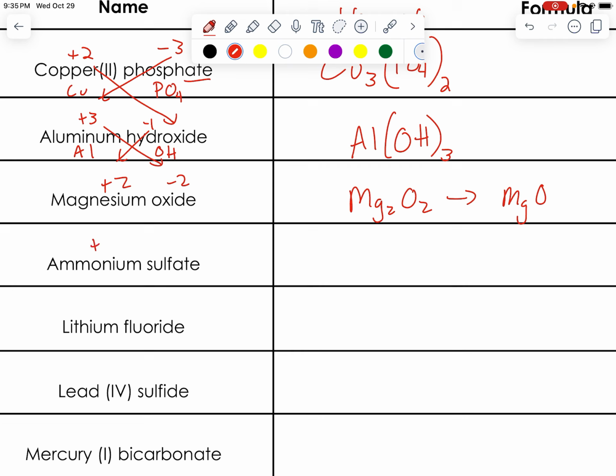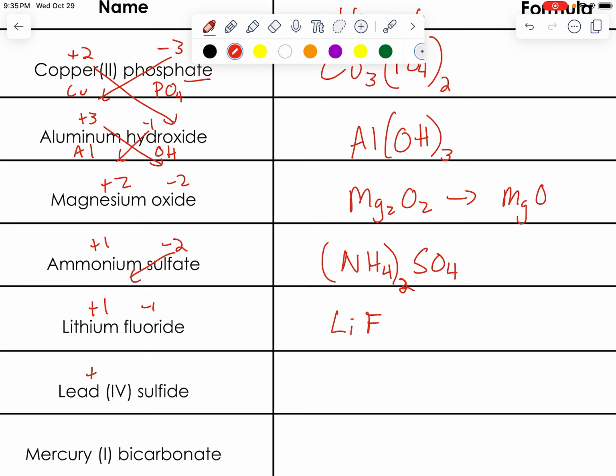Now, ammonium is +1, sulfate is -2. Ammonium is NH4, sulfate is SO4. The 2 goes to ammonium. It's supposed to be a 2 right there. And then the sulfate gets the 1, so we don't put anything there. Okay, lithium fluoride. Ooh, easy one. +1, -1, LiF. Don't even need to crisscross because it's equal.